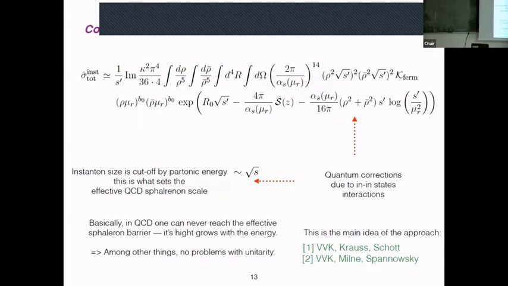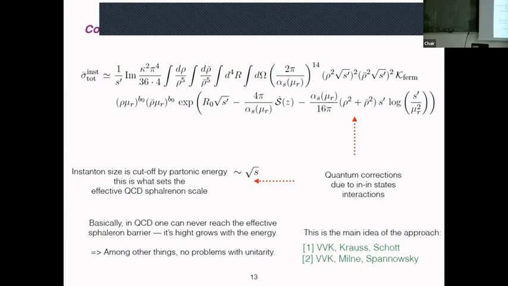Large instanton sizes are cut off by the inverse energies. So we are going to talk about small instantons. We're going to stay in the regime of weak coupling, where the strong coupling, which ultimately will be dominated by the inverse instanton size, will stay relatively small.